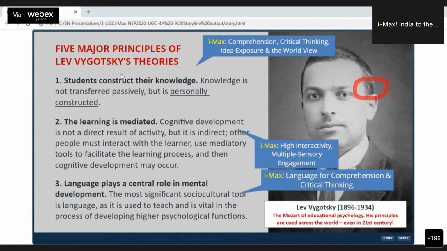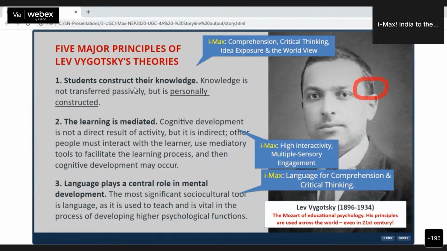Now let me speak about this gentleman. He is Lev Vygotsky. You will see his photograph always as a young man because he passed away at the age of 37 or 38. But his learning theories, that is social constructivism, social cognitive constructivism, are used across the world as the most modern learning theory. This learning theory has 5 points.